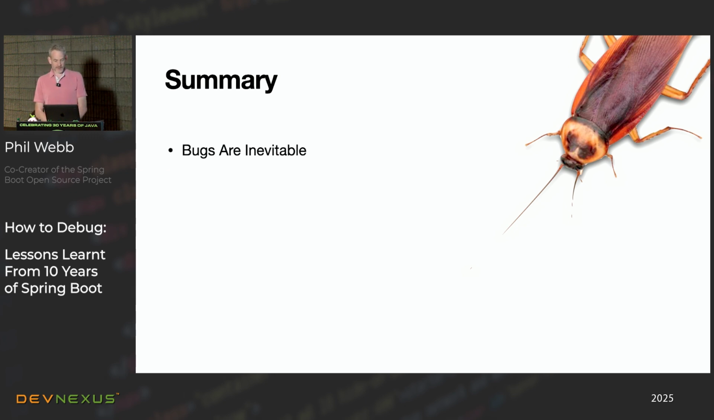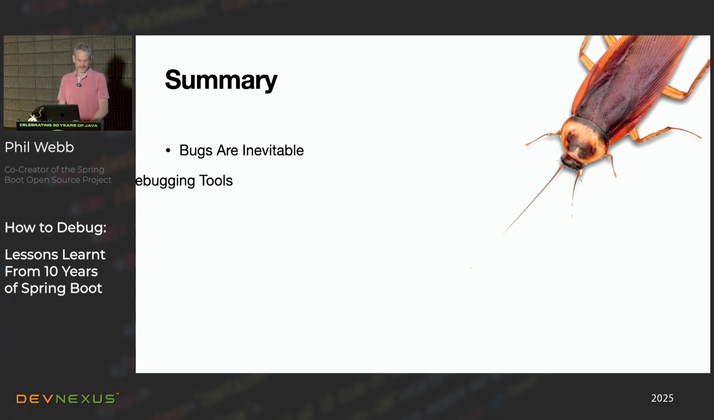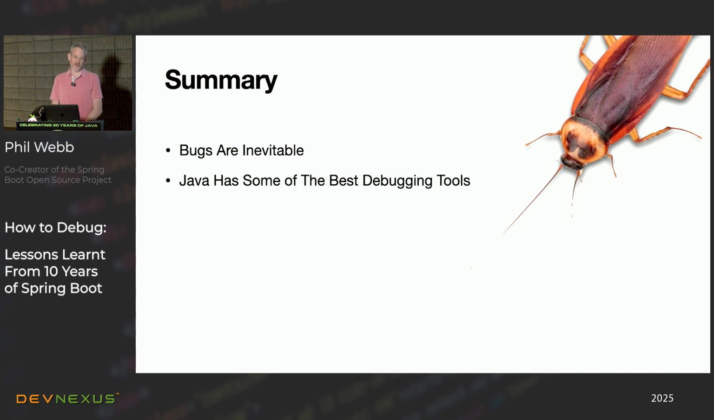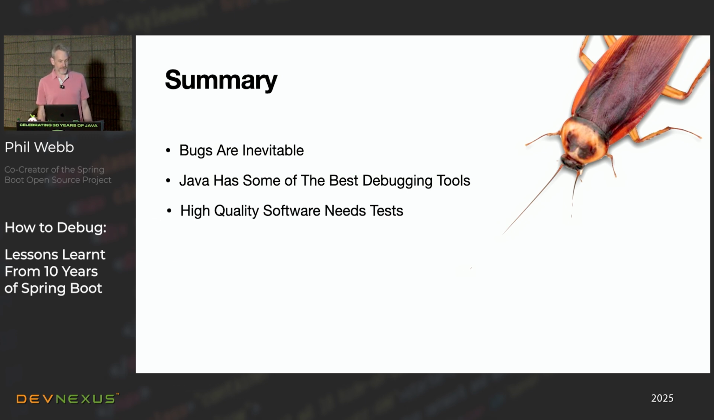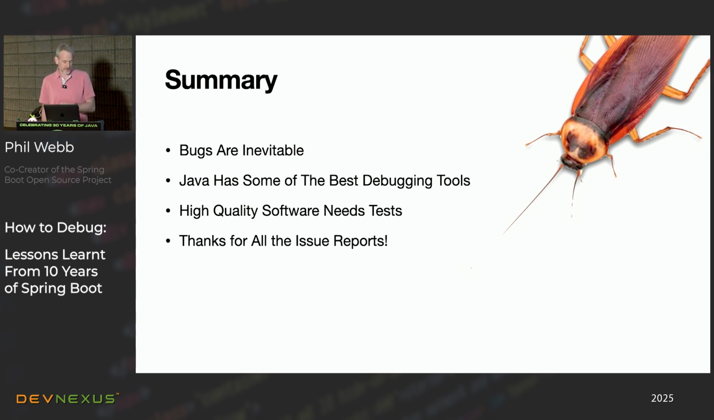So to summarize, I would say that if you're writing any kind of software of any significance, bugs are just a part of life. They're inevitable. The good news is that I think Java has some of the best debugging tools around. I think the fact that Java runs in a virtual machine gives you all this extra insight that you maybe couldn't get with a standard binary. If you're writing high quality software, you should invest the time to write good tests, and also write tests when you fix the issues so that you catch and prevent regressions.